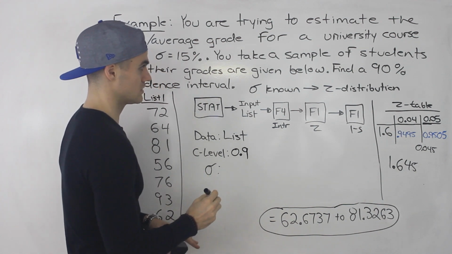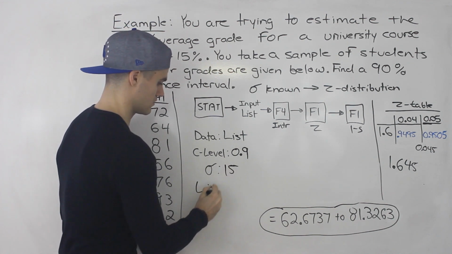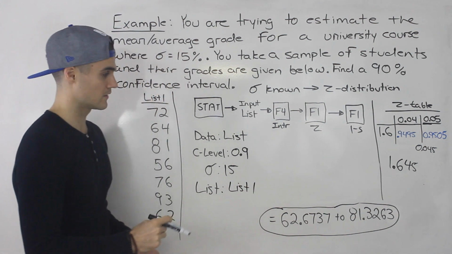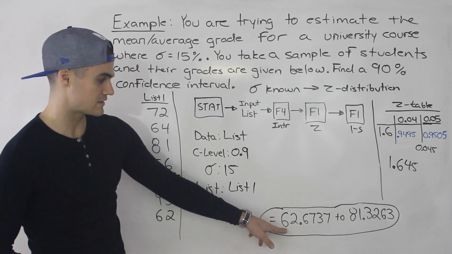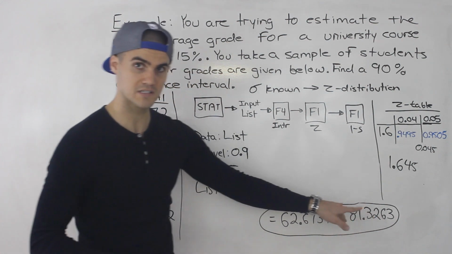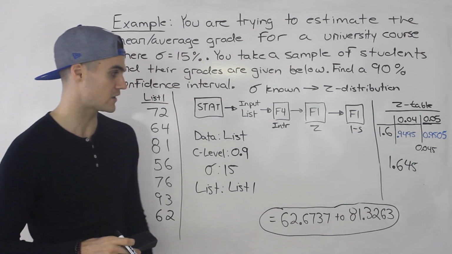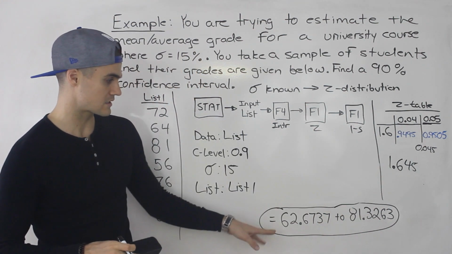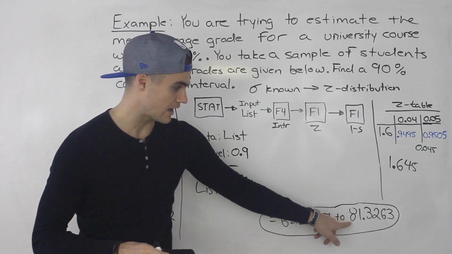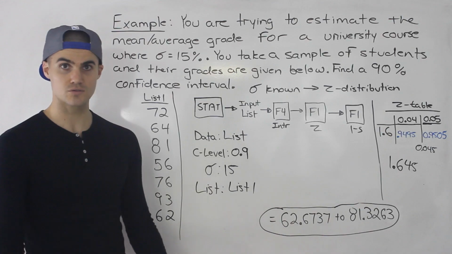And then the standard deviation, that is given as what? 15. And then there's going to be also another input here, list. And then you could just specify that you're looking at list 1. And when you execute all of that, you should get this same confidence interval here. It may not be the exact same numbers, like the third and fourth decimal places might be different because this is actually rounded if we get it from the table. But nevertheless, it should be very close. So you should see like 62.67, 81.33. That should be the confidence interval if you use the table and if you use the calculator.